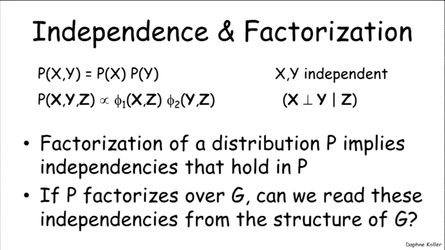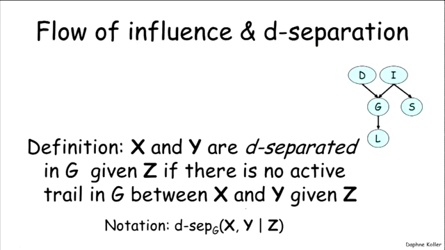And the question is, if we know now that a distribution P factorizes over G, can we know something about the independencies that the distribution P must satisfy just by looking at the structure of the graph G? So what are independencies that might hold in a probabilistic graphical model?